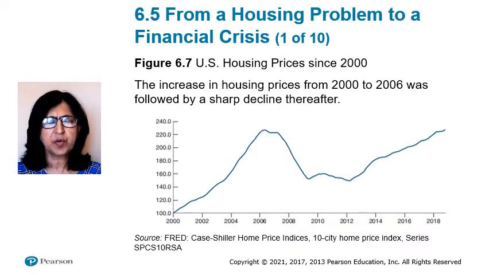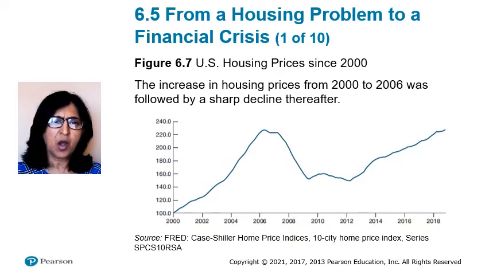From a housing problem to a financial crisis. Housing prices and subprime mortgages. Figure 6.7 shows the evolution of an index of U.S. housing prices since 2000. The index is known as the Case-Shiller Index, named for the two economists who constructed it. The index is normalized to equal 100 in January 2000. You can see the large increase in prices in the early 2000s, followed by a large decrease.